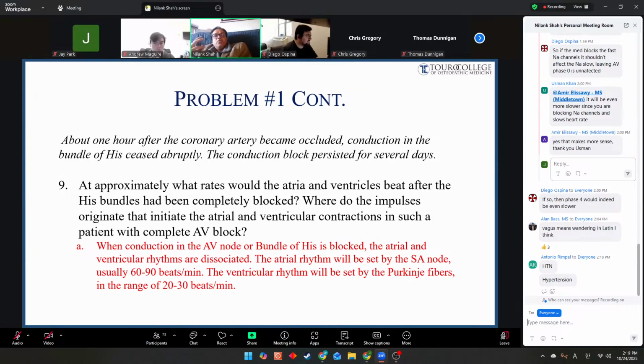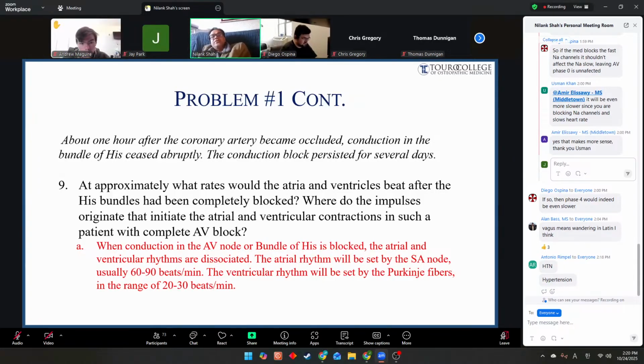Yeah, but what about the rate and rhythm here? What is the goal here? Why do we have to prescribe a beta blocker if the impulses are produced above the level of the AV node? What would happen if we do not control the impulses that are going to the ventricles?